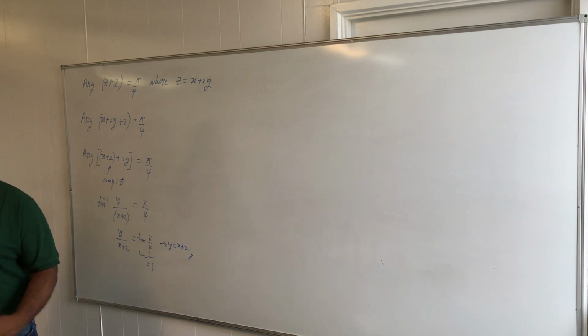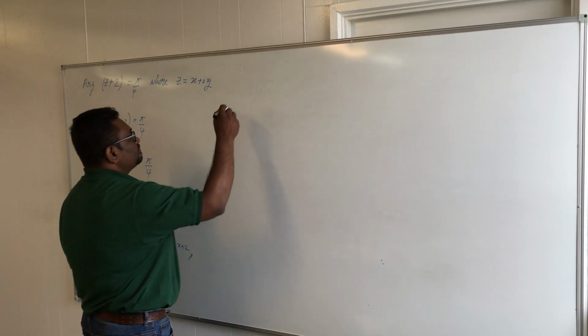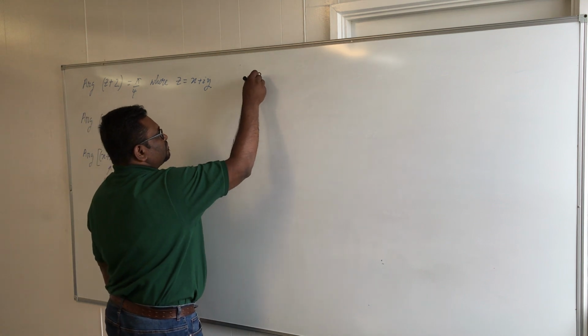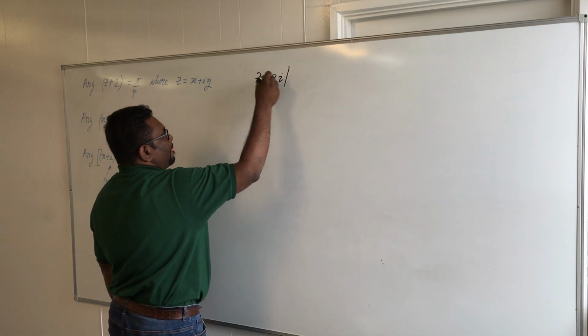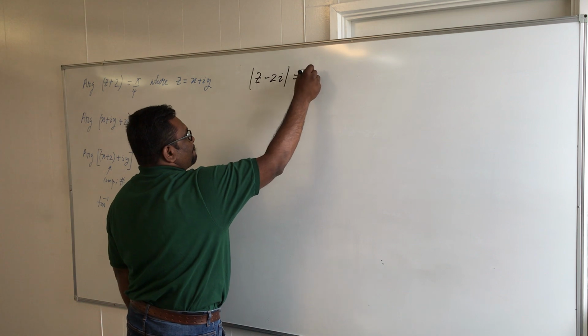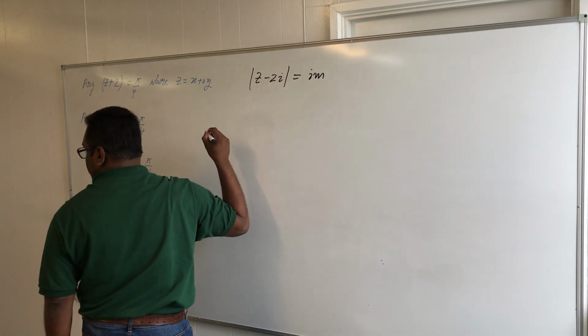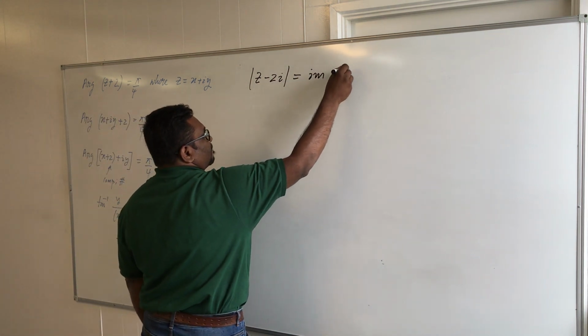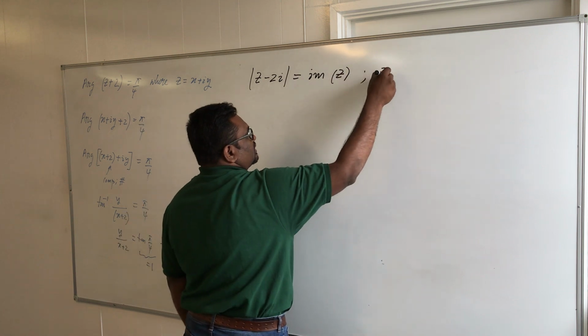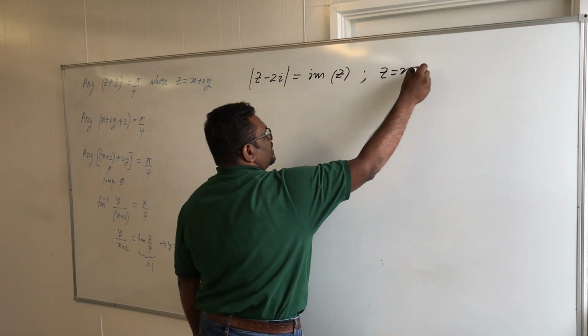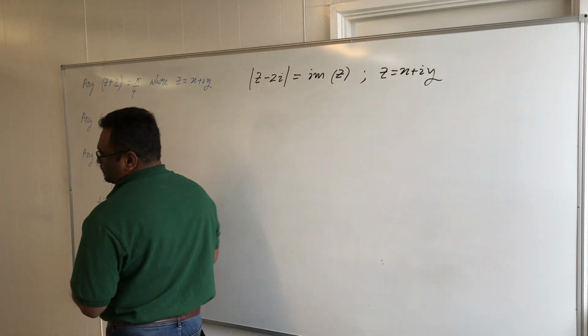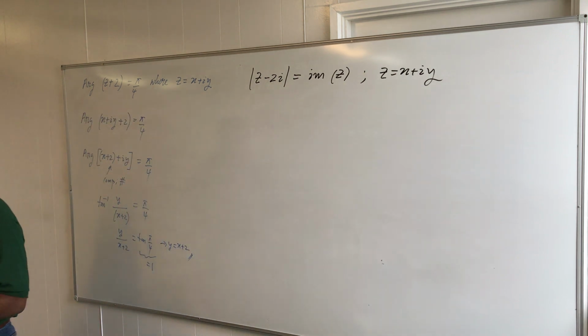No, because it's z minus 2y. Why not use x minus 3 plus 1? Actually of z, where z is equal to x plus iy. Then you get this one.